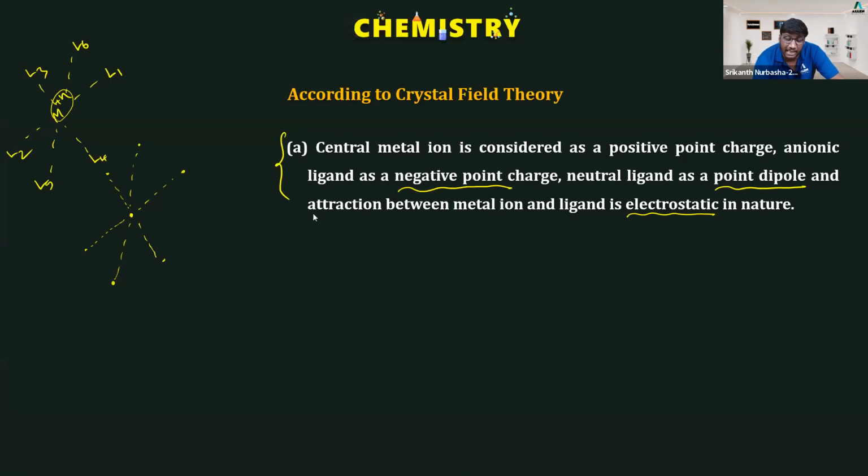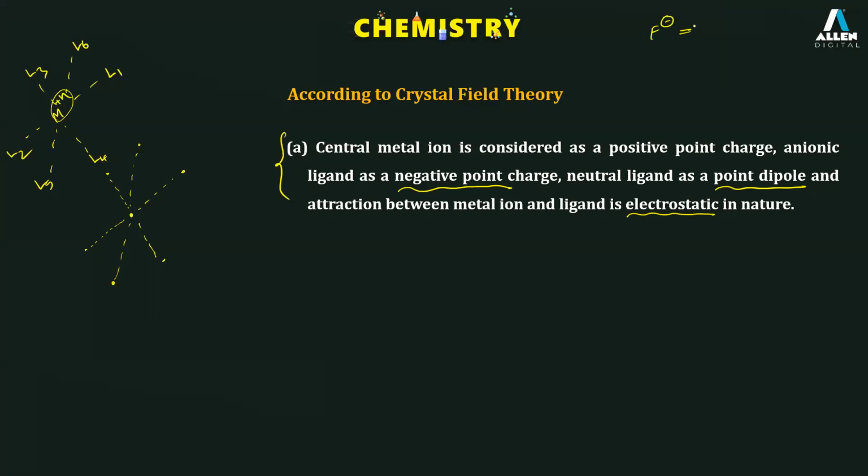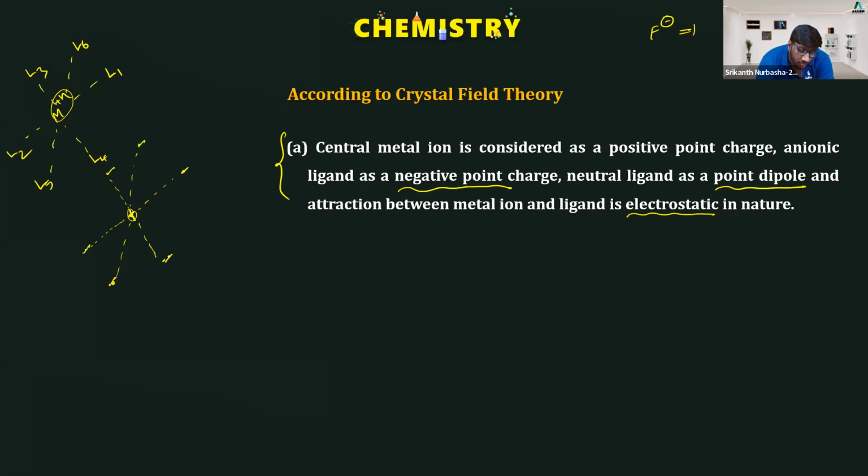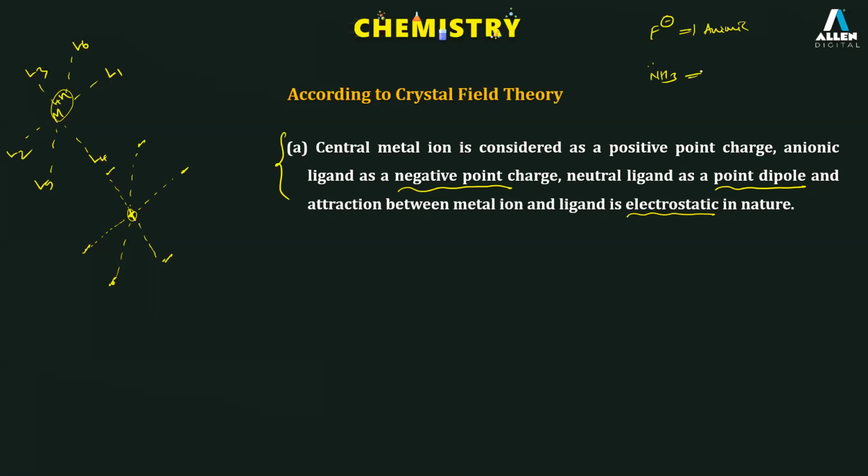Now consider a ligand like F minus. F minus is a negatively charged ligand or not? Yes. So it should be considered as a negative charge. So consider any metal ion. The metal ion is a positive charge. F minus is a negative charge. Consider ammonia. Ammonia is a neutral ligand or not? Yes, ammonia is a neutral ligand. A neutral ligand should be considered as a point dipole.